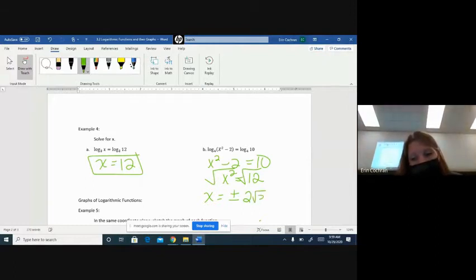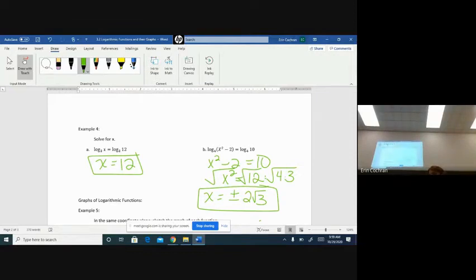Good. And how do we get 2 radical 3? 4 times 3, and what's the square root of 4? 2 radical 3. Any questions with this so far? Okay.